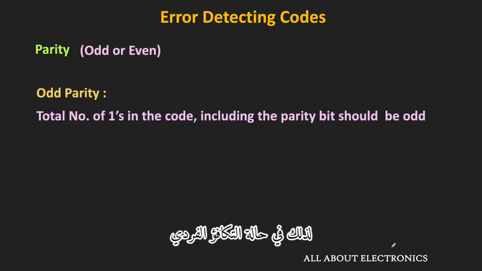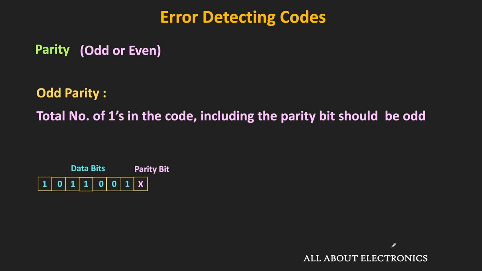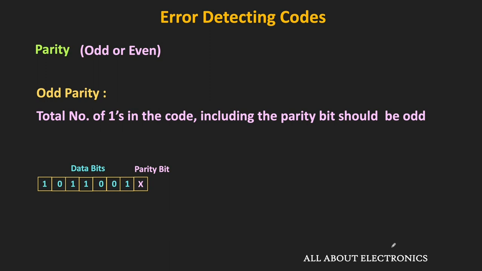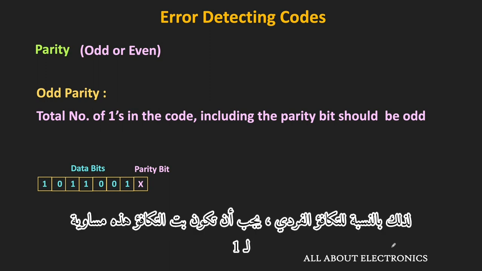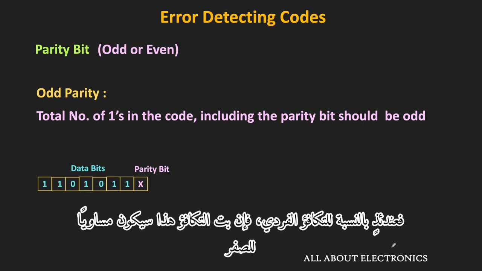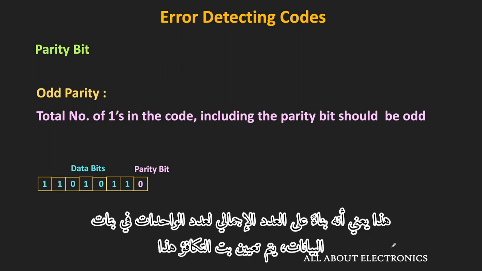So in case of the odd parity, the total number of ones in the code, including the parity bit, should be equal to odd. For example, let's say we have 7 data bits, and as you can see in this case, the total number of ones in the data bits is equal to 4. Therefore, for the odd parity, this parity bit should be equal to 1. Likewise, if the total number of ones in the data bits is equal to odd, then for the odd parity, this parity bit will be equal to 0. That means based on the total number of ones in the data bits, this parity bit is set.